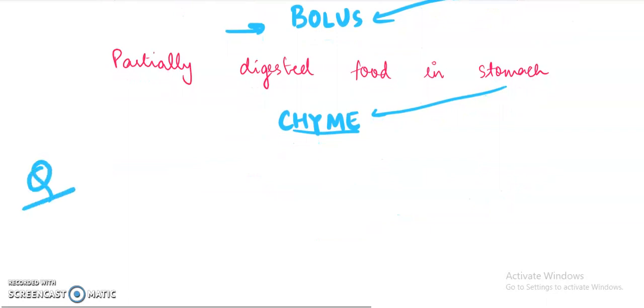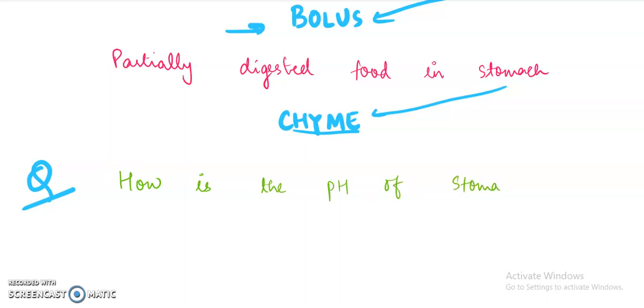Now the question for this video is, how is the pH of the stomach made acidic? That means you need to name the component that is responsible for making the pH of the stomach acidic. You can write your answers in the comment section of this video. Definitely a reward would be given to you and your name will be taken in the upcoming videos.